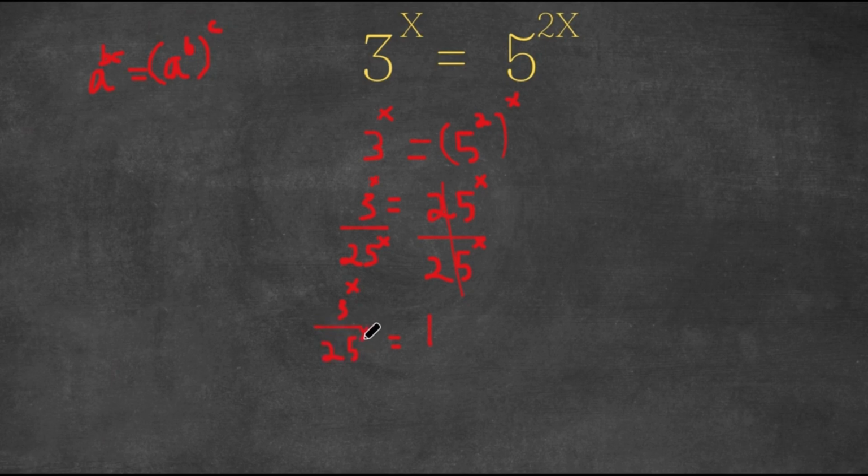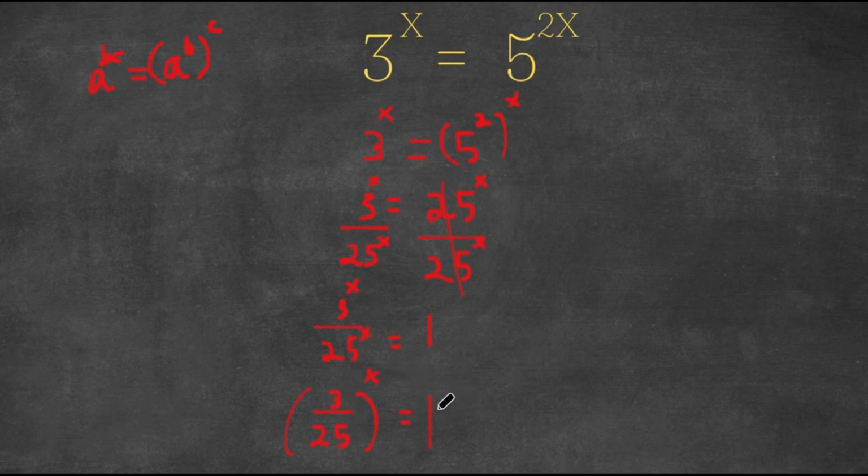Now, whenever we have something like this, where our numerator is going to the power of an exponent and our denominator is going to the power of the same exponent, we can rewrite this as 3 over 25, to the power of x, equals 1. Because the x just multiplies with all our numbers here. So this is equal to this.